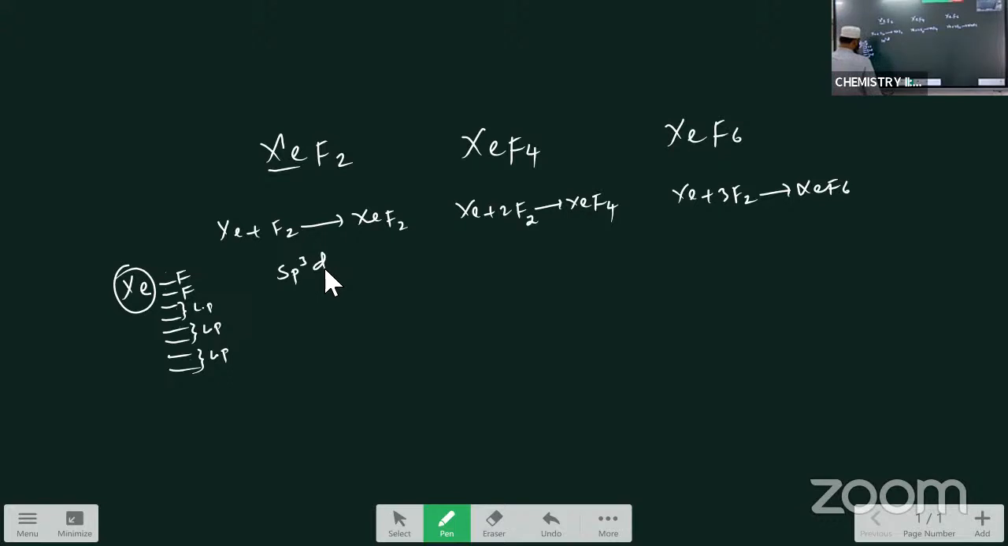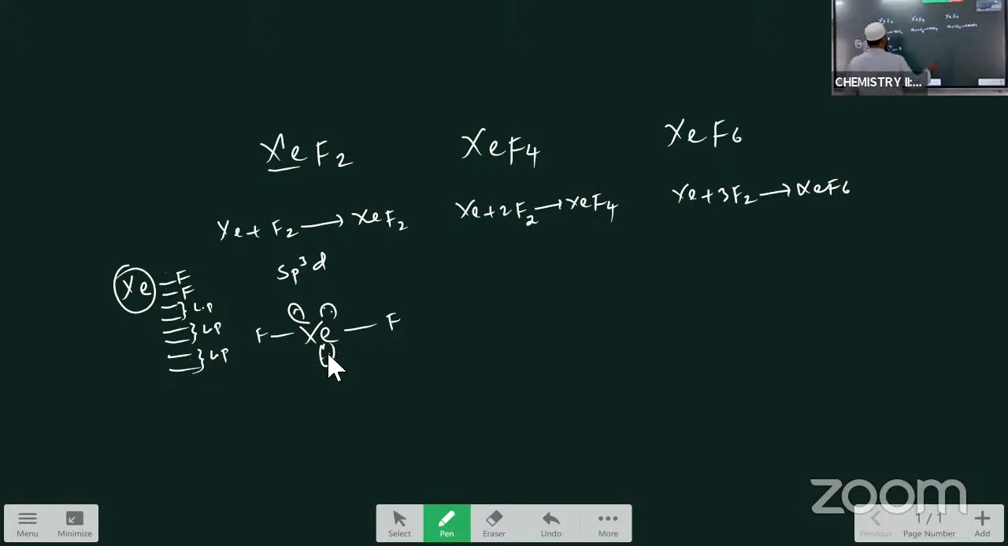In sp3d hybridization, as a result 5 hybrid orbitals are formed. Among them 2 are which pairs? Bond pairs, Xe-F, and 3 are lone pairs. The shape of the molecule is linear. This is about XeF2.